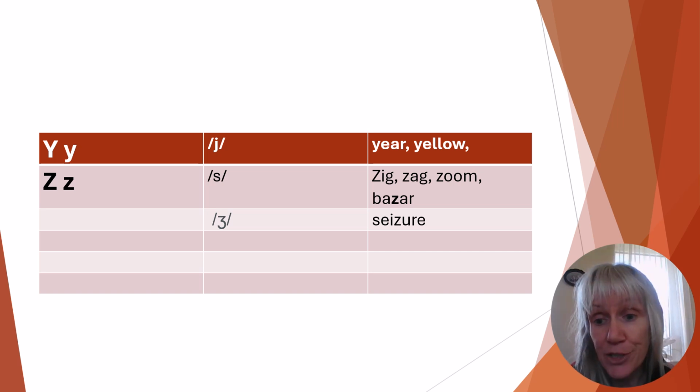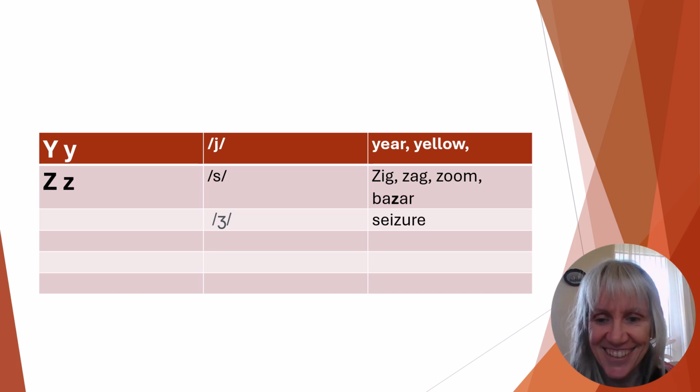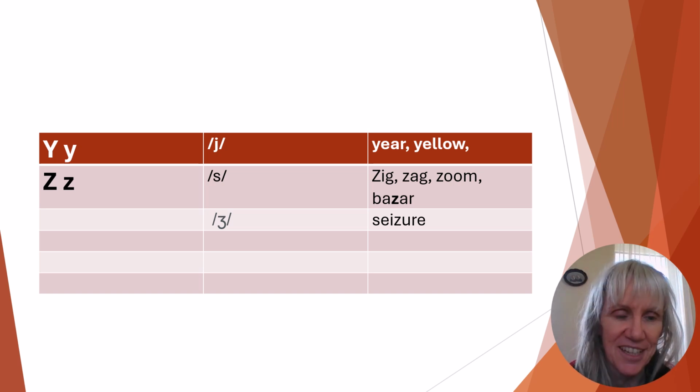But we don't hear just the z sound, which would be like in zebra, zebra, if we were saying it the way the British pronounce it. We don't have that sound on this list, so you can include it.